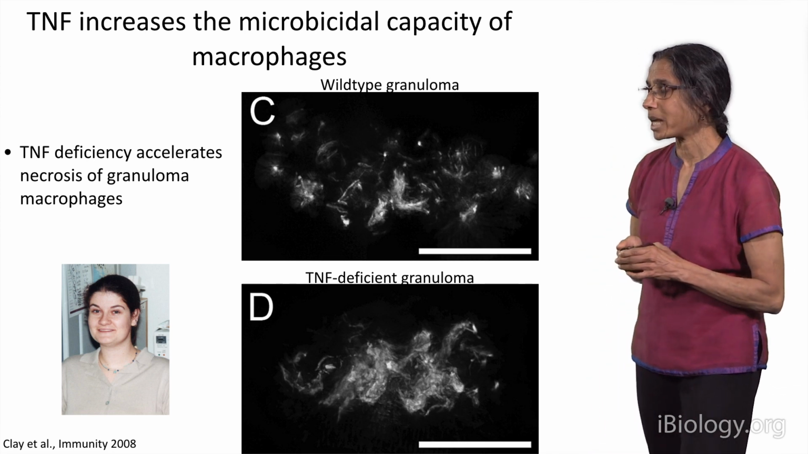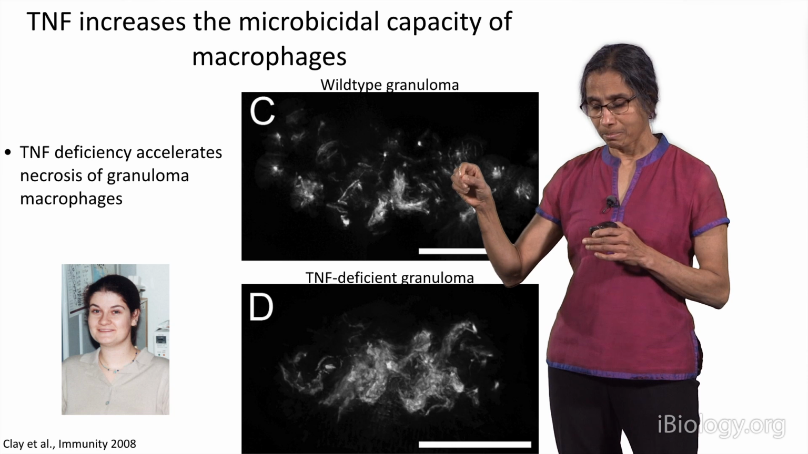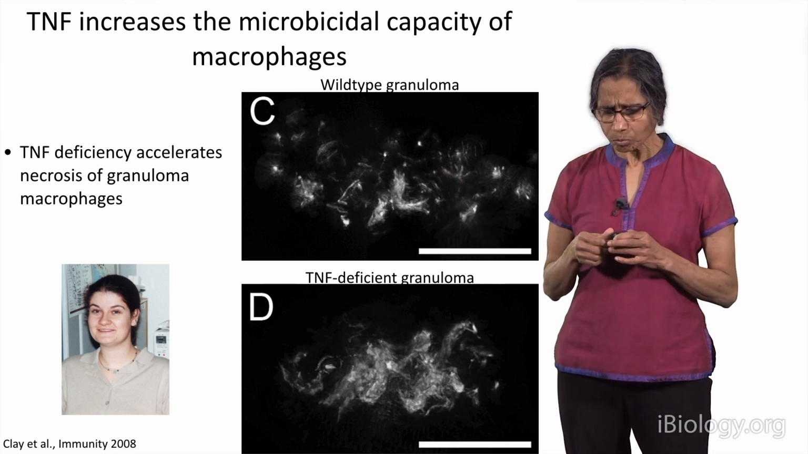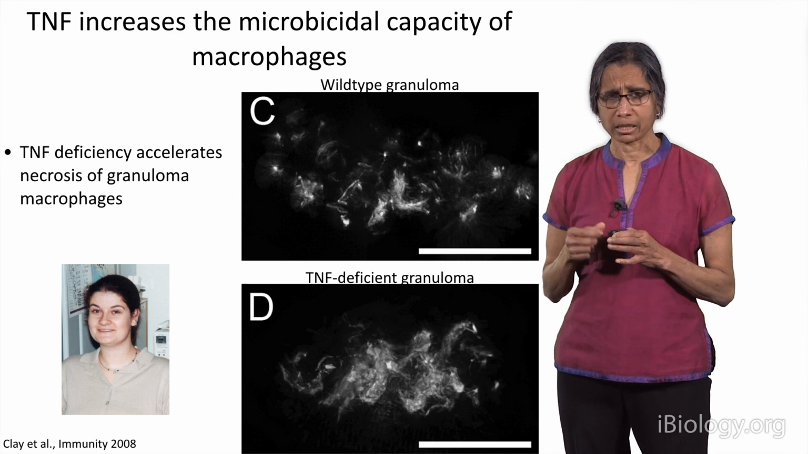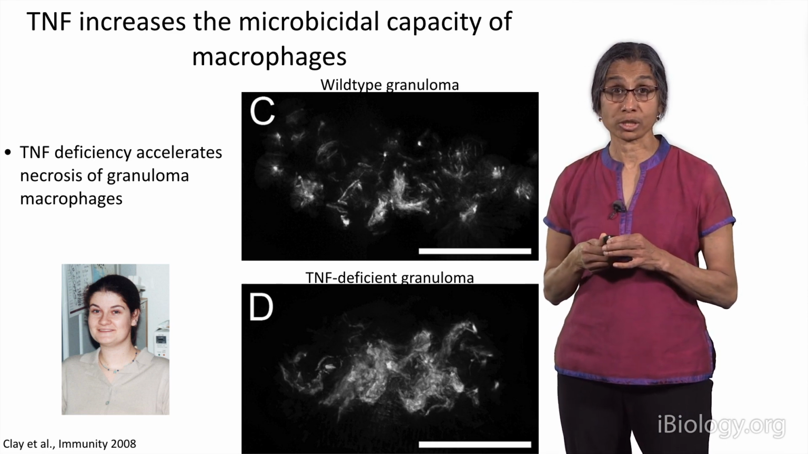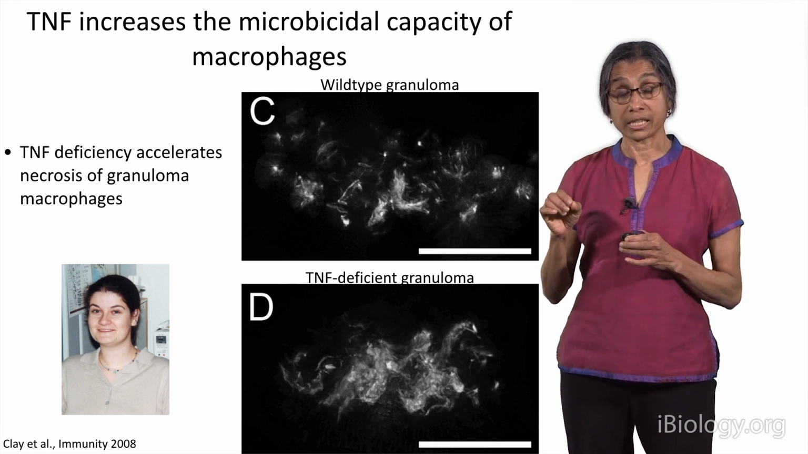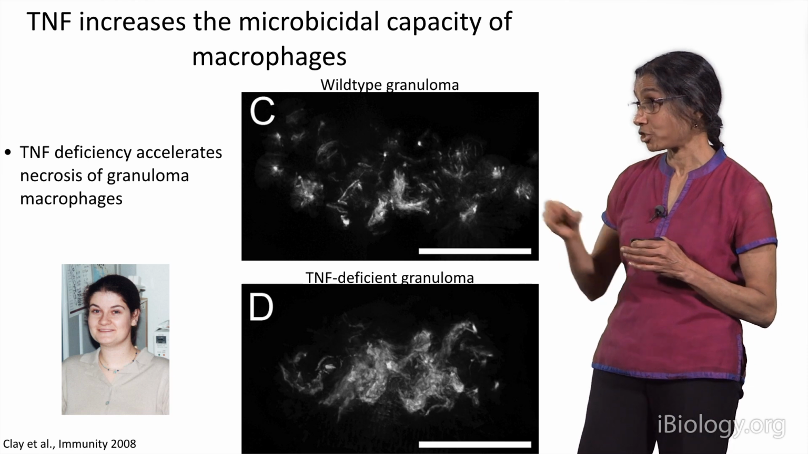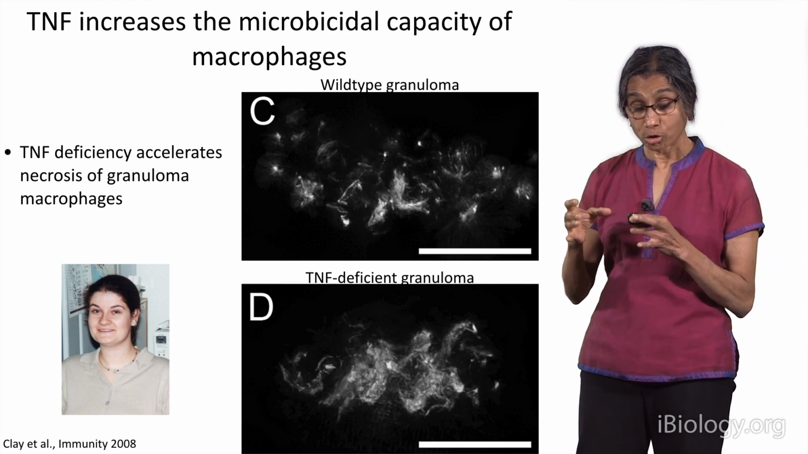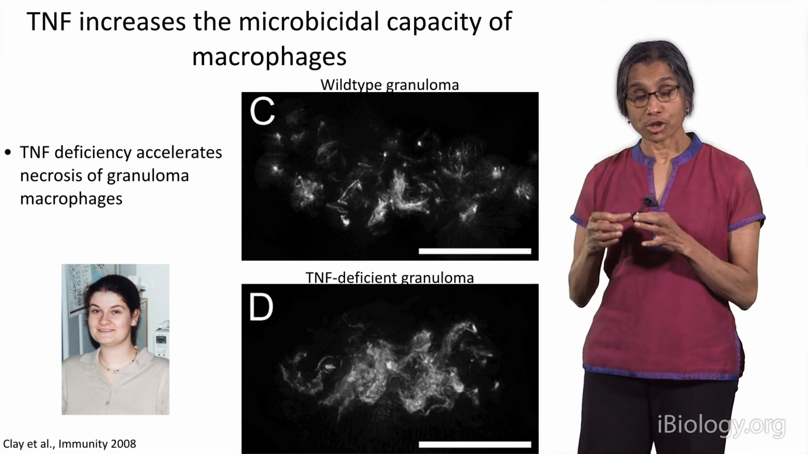And then Hilary went on to show how macrophages do this. And she found that an immune molecule, a cytokine called tumor necrosis factor, or TNF, was one of the key players in the ability of the innate macrophage to control bacterial growth in a macrophage.